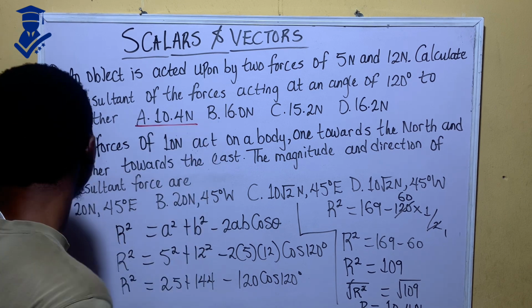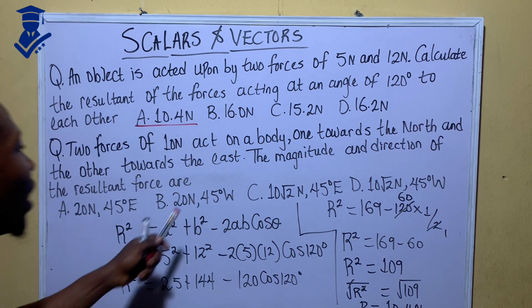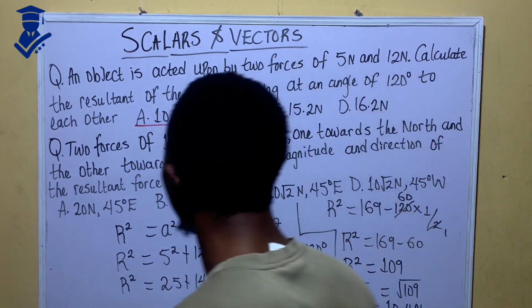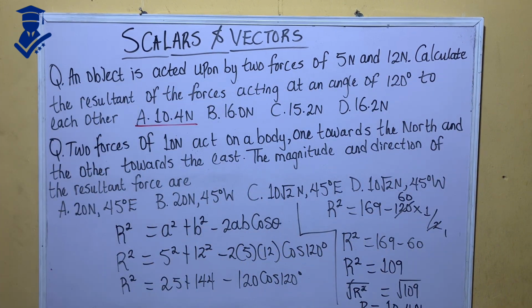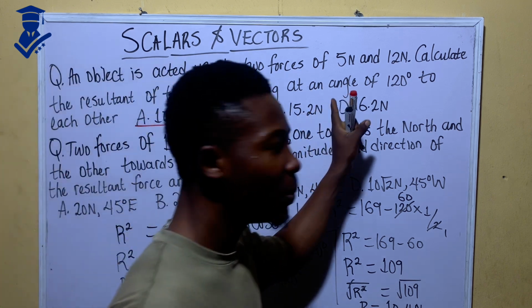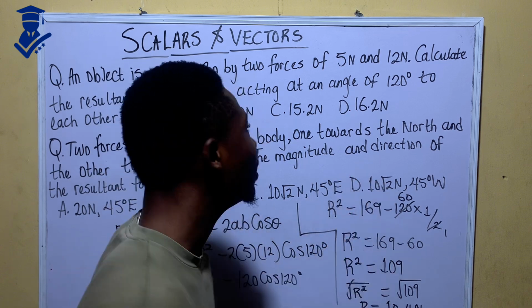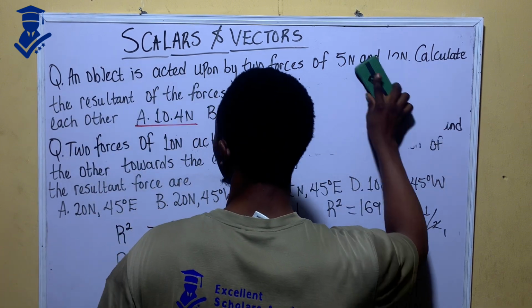Now, the next question says two forces act on a body, one towards the north and the other towards the east. The magnitude and the direction of the resultant force are? Now, I hope you've taken note of this because I have to rub this off. You can pause the video or take it back and then write it. Now, let's solve this question.